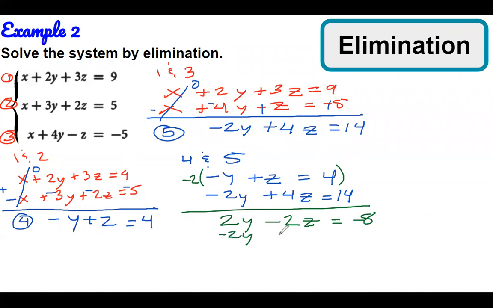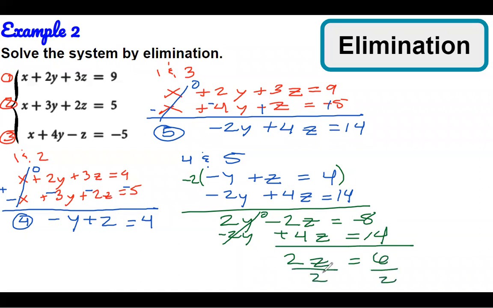Let me go ahead and rewrite my next equation, number 5. Negative 2y plus 4z equals 14. All right. Which one becomes eliminated? Our beautiful y. So we're left with 2z equals 6. Divide by 2. We're left with z equals 3. So we have our beautiful first variable.